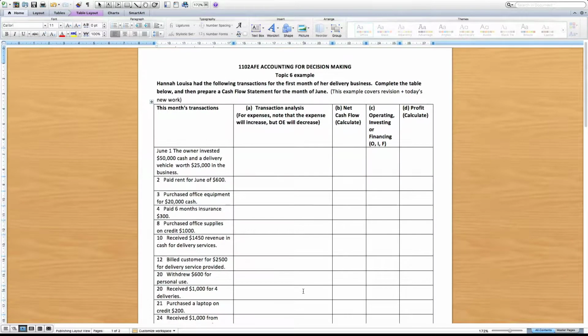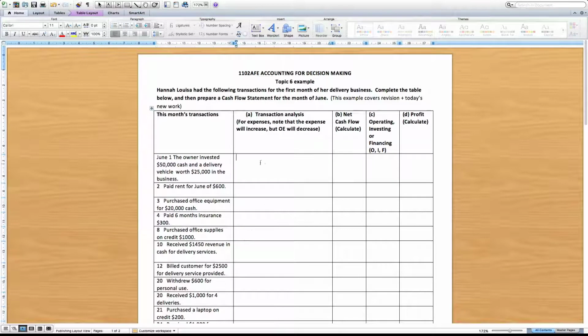So starting off, we have on June the 1st, the owner invested $50,000 cash and a delivery vehicle worth $25,000 in the business. So our two effects, we've got to spot two things. Well, we can see the word cash here. That's a nice easy one. So the owner's investing the cash into our business. So that means our cash is going to increase. So we have an increase in cash of $50,000.